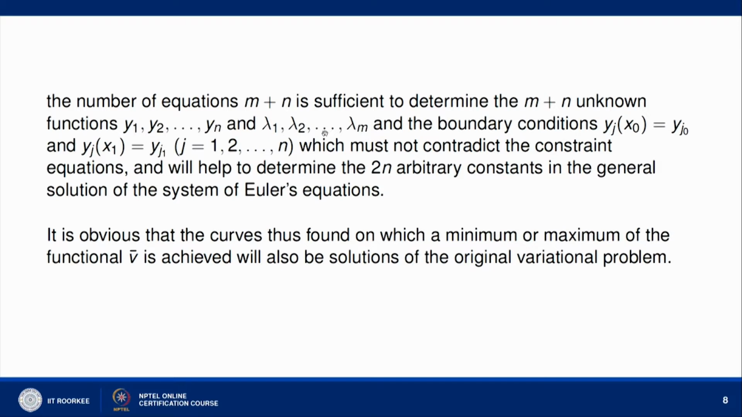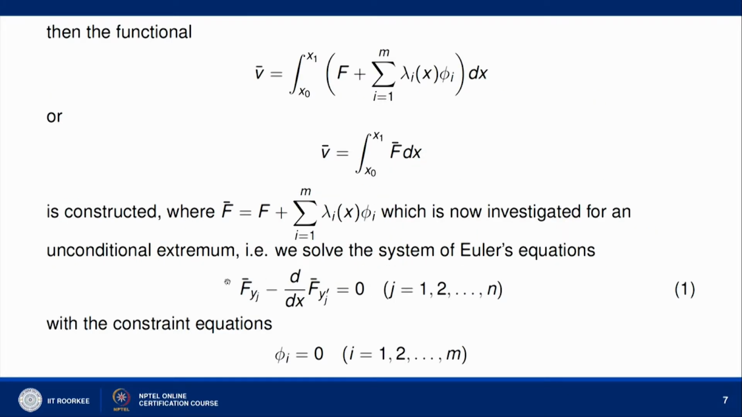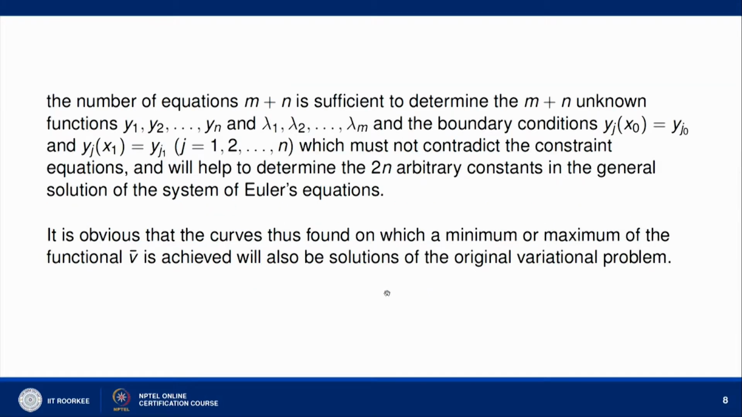to yn and lambda 1 to lambda m, and the boundary conditions which we already know at the boundary points, say x0 and x1, which are defined as yj(x0) equal to yj0 and yj(x1) equal to yj1. Of course, these must not contradict the constraint equations and will help to determine the 2n arbitrary constants in the general solution of the system of Euler's equations. It means that when you solve this system of Euler's equations, you will generally have second order differential equations, and when you solve this, you have 2n arbitrary constants, which we try to fix with the help of boundary conditions.